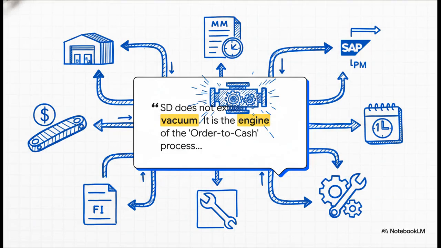I love this quote because it just hits the nail on the head. SD does not exist in a vacuum. It's so true. Think of it this way. SD is the engine, the absolute heart of the order-to-cash process. It gets everything started. But an engine can't do anything on its own, right? It needs the wheels, the transmission, all the other parts. And that's our whole journey for this explainer. We're going to follow all those connections.